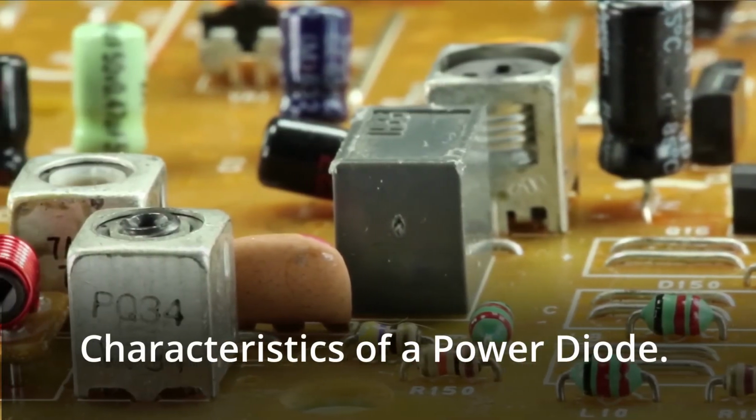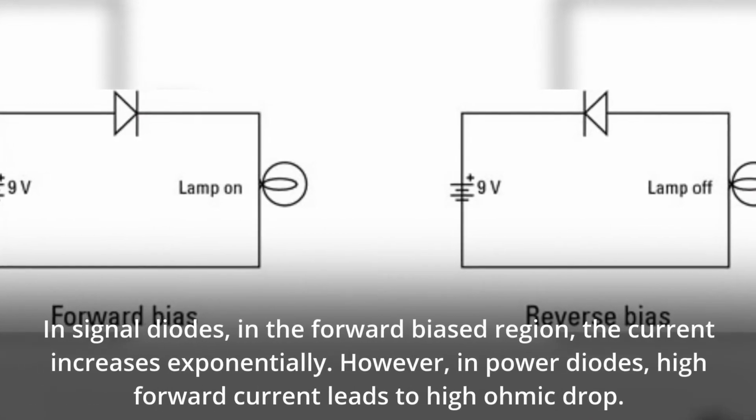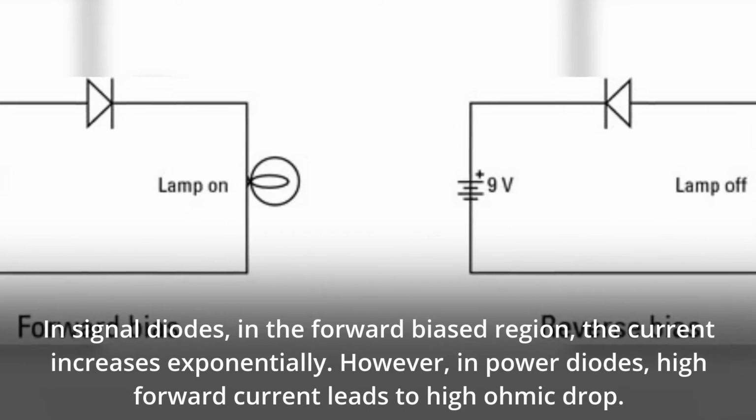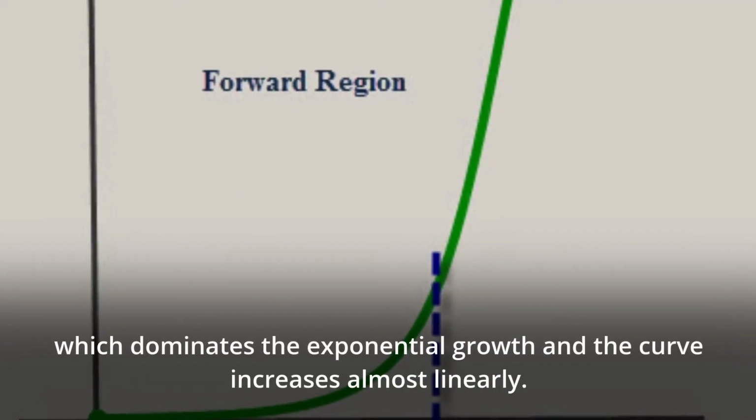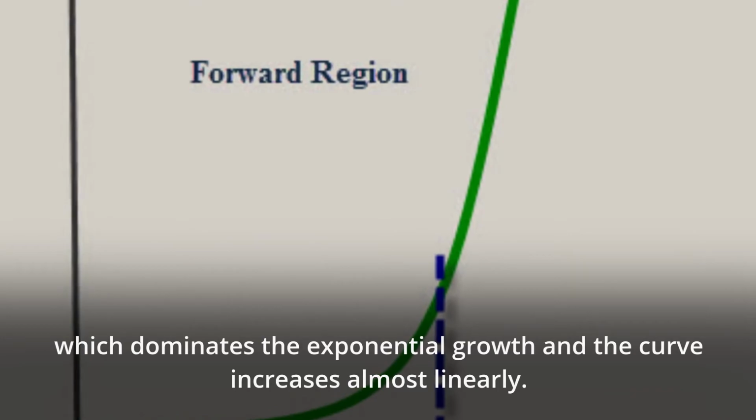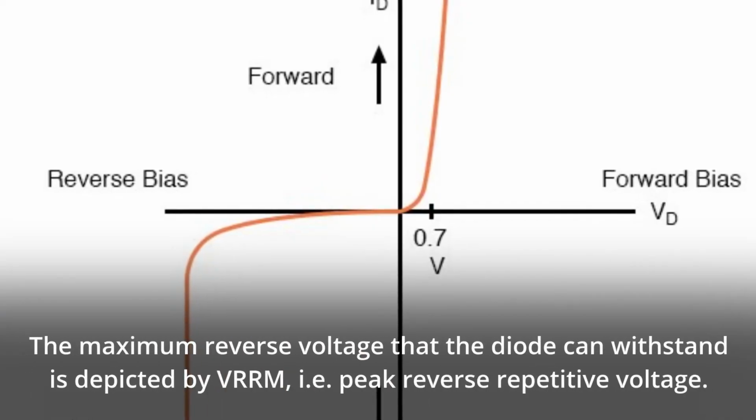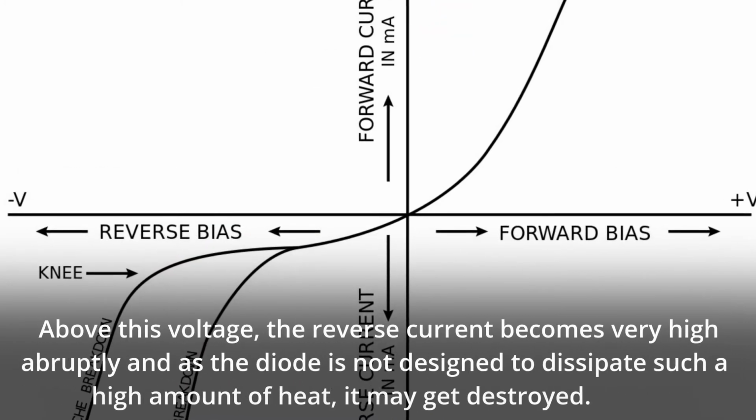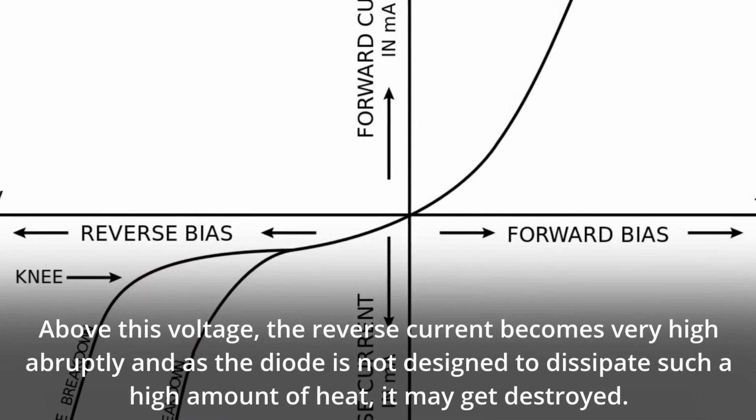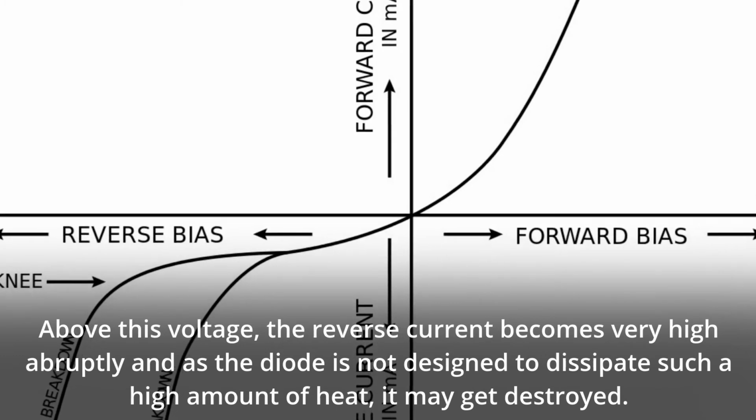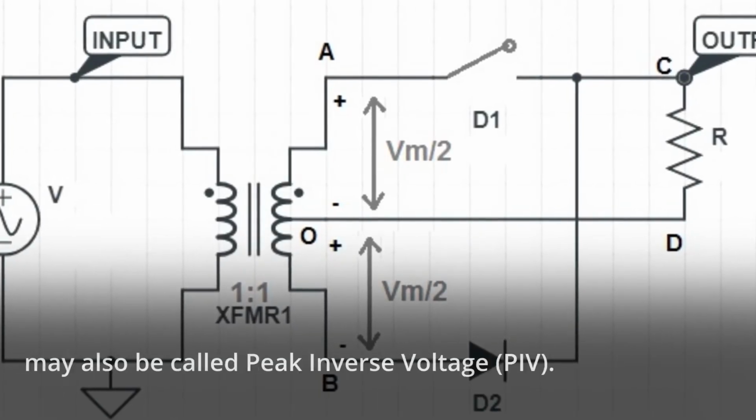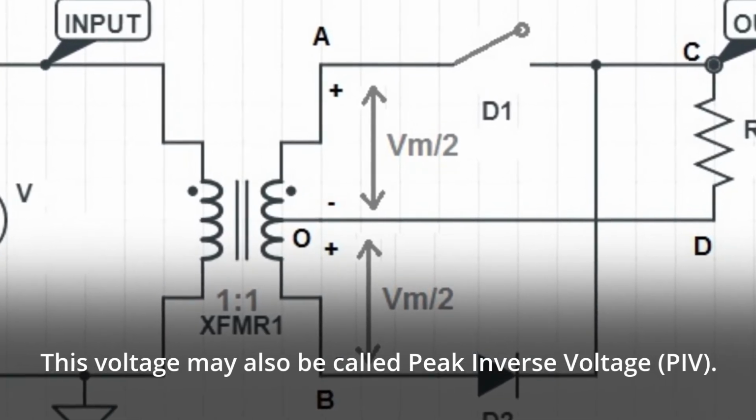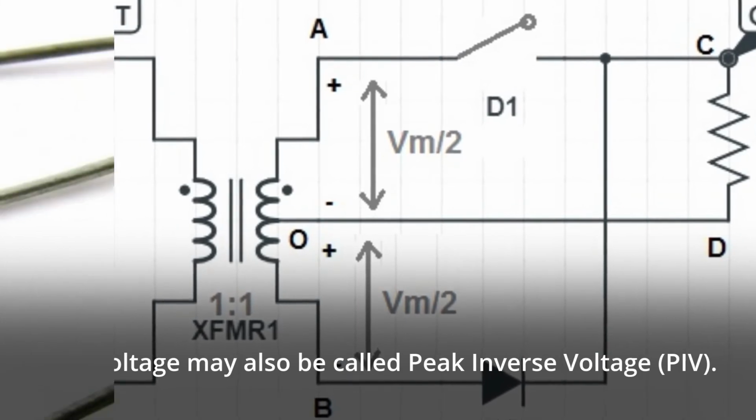Characteristics of a power diode. In signal diodes, in the forward biased region, the current increases exponentially. However, in power diodes, high forward current leads to high ohmic drop, which dominates the exponential growth, and the curve increases almost linearly. The maximum reverse voltage that the diode can withstand is depicted by VRRM, i.e. peak reverse repetitive voltage. Above this voltage, the reverse current becomes very high abruptly, and as the diode is not designed to dissipate such a high amount of heat, it may get destroyed. This voltage may also be called peak inverse voltage, PIV.